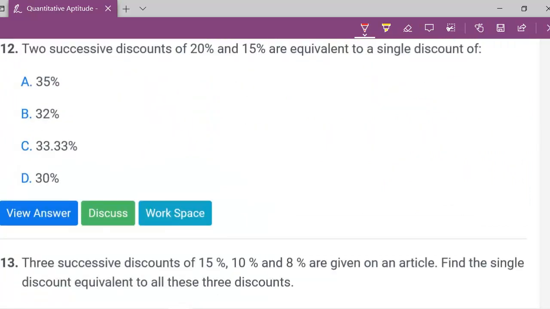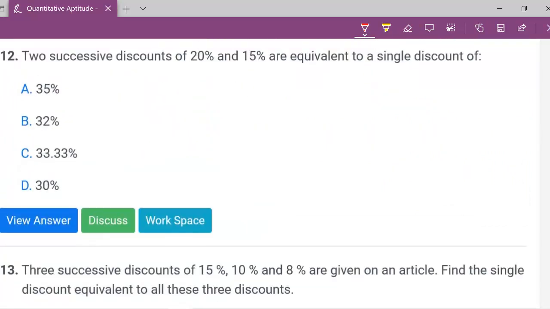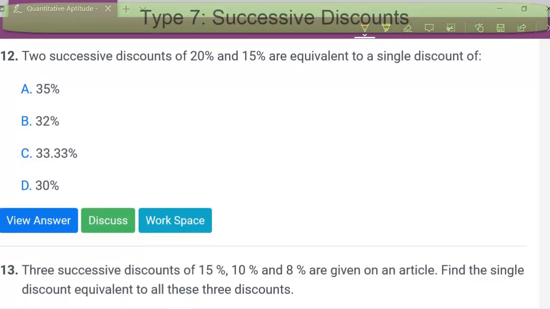So here we get, so this is again a different type of question which is based on successive discount. So successive discount kind of questions should be solved in the way like we used to solve the question on percentage, where the successive percentage decrease thing has to be applied here, right? So let's approach this question. Two successive discounts of 20% and 15% are equivalent to a single discount of.